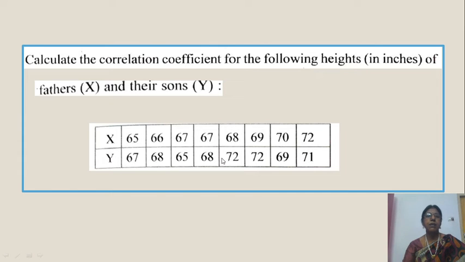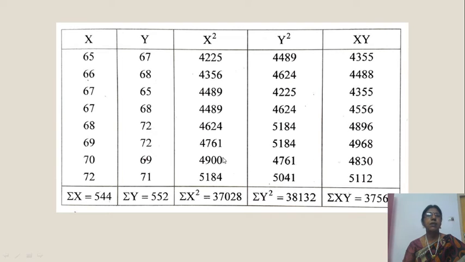These values we have given there. X values, next Y values we have given. Then we have directly given x square, then y square and xy.